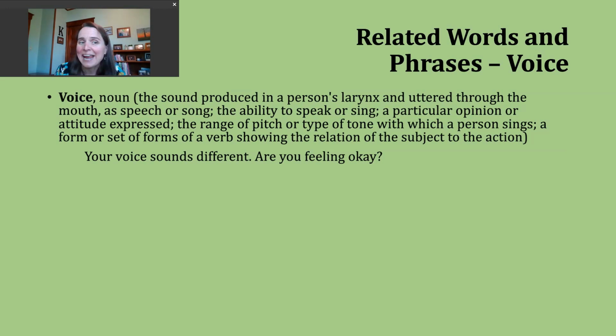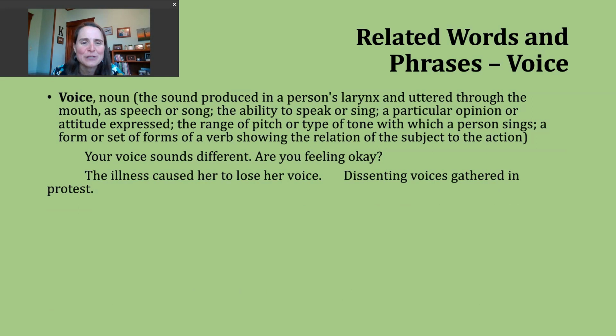Now, a second way you might hear the noun voice used might really just refer to that ability to speak or the ability to sing. So, an example of this, "The illness caused her to lose her voice." Right? Sometimes that can last for a day or a few days, maybe a week. But that's what we're talking about. She doesn't presently have the ability to speak.